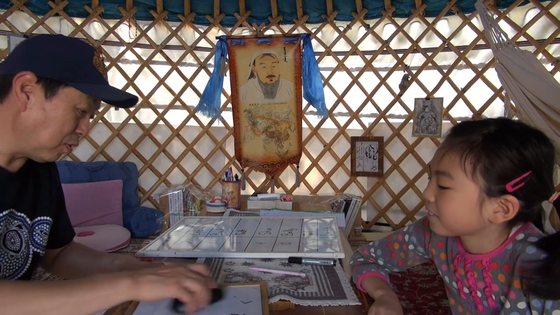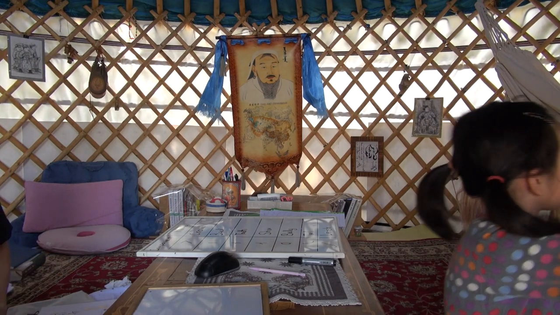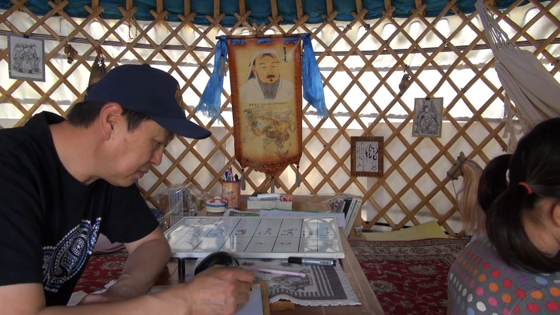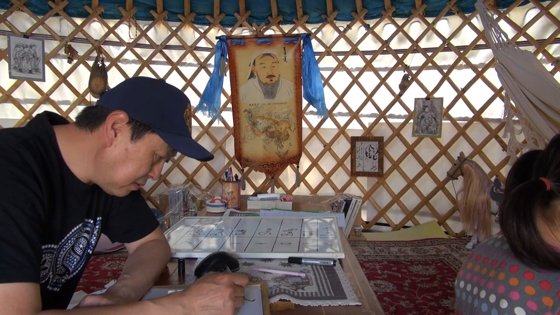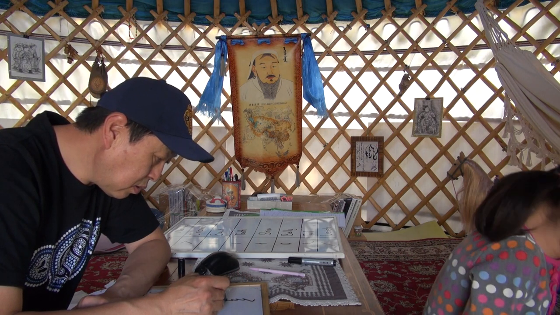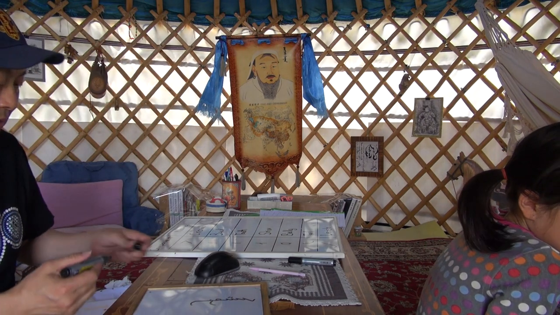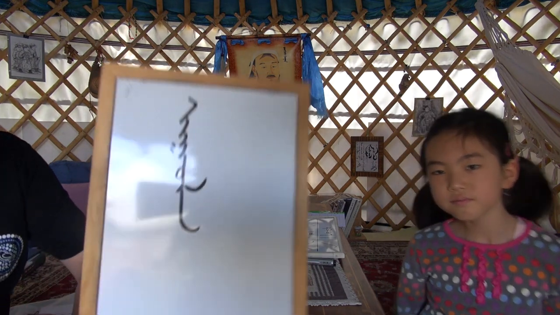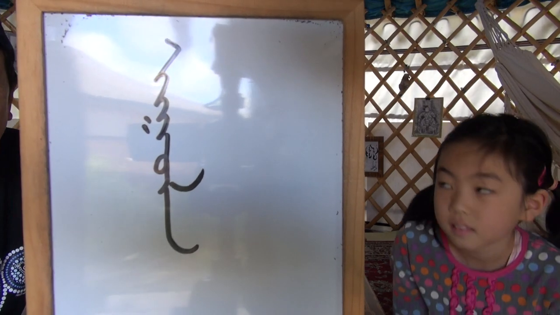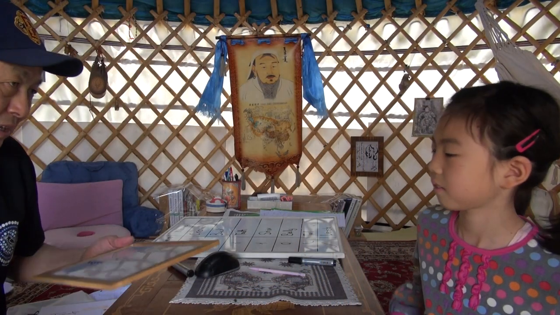So we're gonna do one more test. Okay. This is another letter. We write it Agola and then we pronounce it Ul. It means mountain.